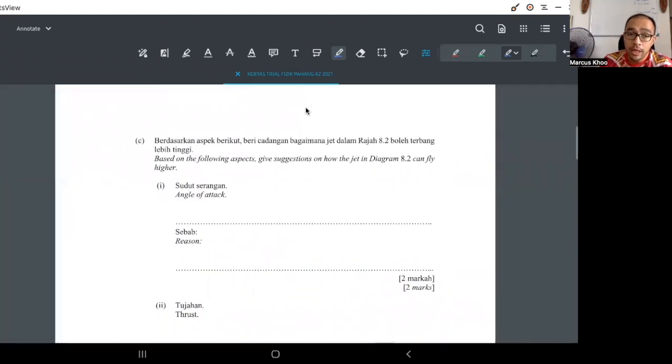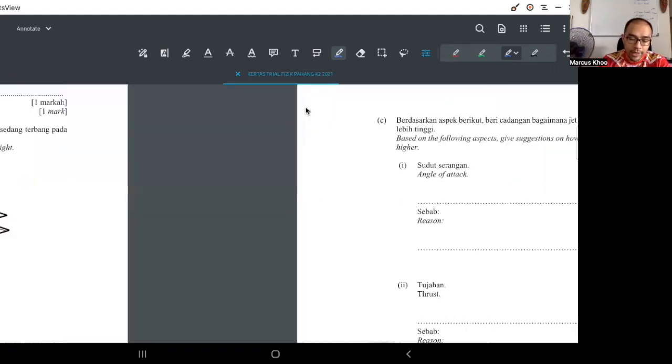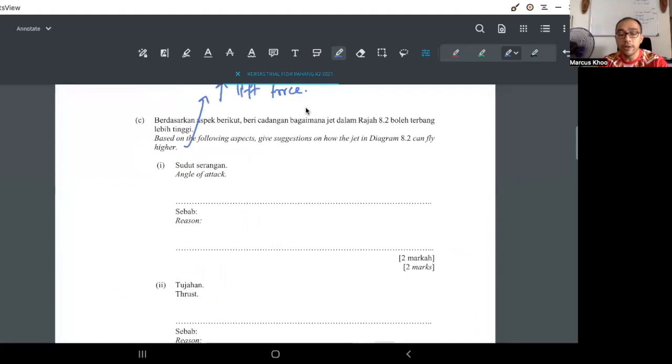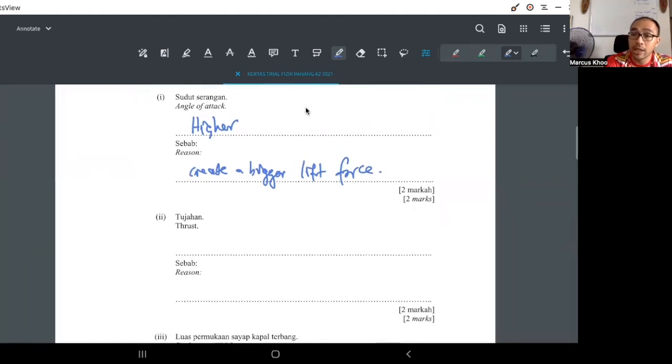Okay, question C. Based on the following aspects, give suggestions on how the jet can fly higher. So fly higher means we want a bigger lift force, so that it can go up more. Okay, so the angle of attack. The angle of attack refers to the angle of the wing, whether it is at this angle, at an upwards angle, or at a straight angle. Generally, a higher angle of attack will create a bigger lift force.